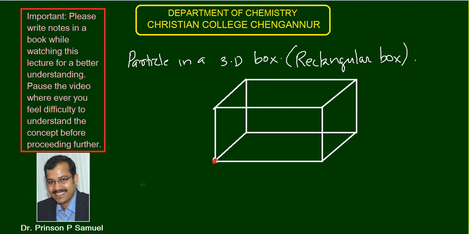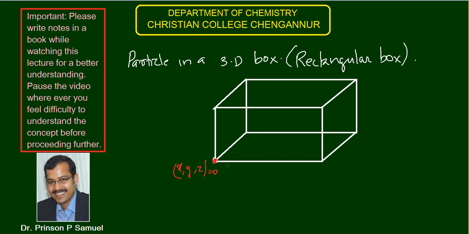Okay, in this class we are going to consider the case of a particle in a three-dimensional box. By saying three-dimensional box, I am going to consider a rectangular box here, not a cubical box. So here we have a rectangular box, and let me take one of the corners of this box as the origin of the coordinate system. This is the origin of the coordinate system. So at this point, x, y, and z all are equal to 0.